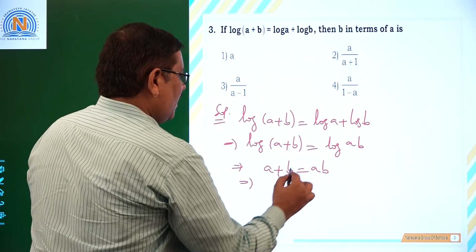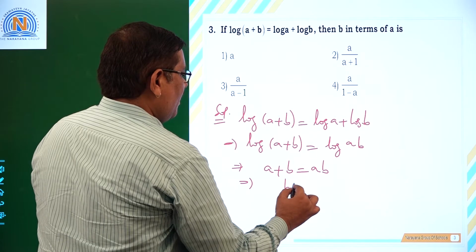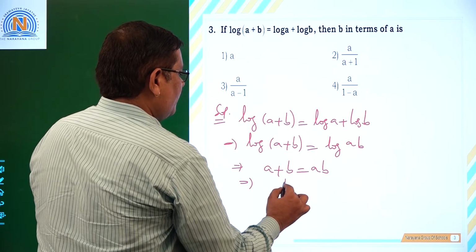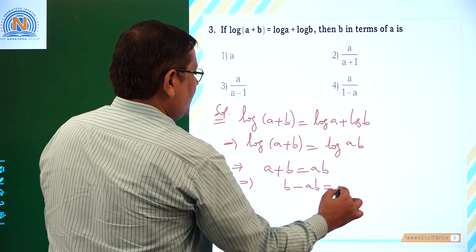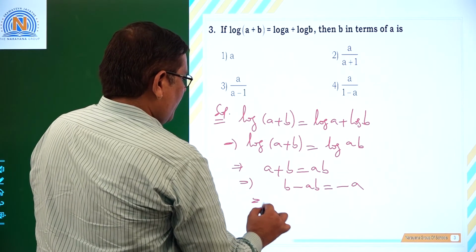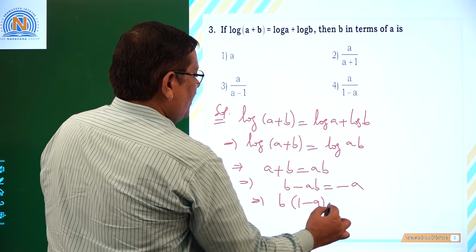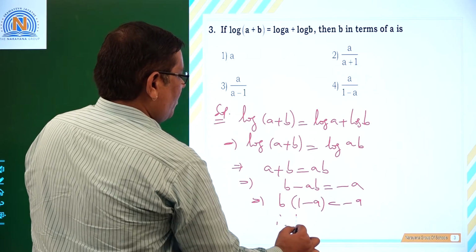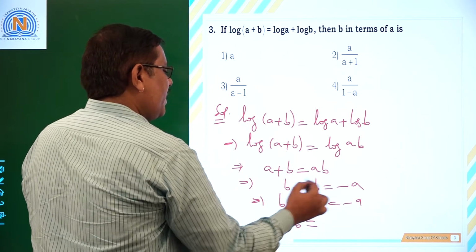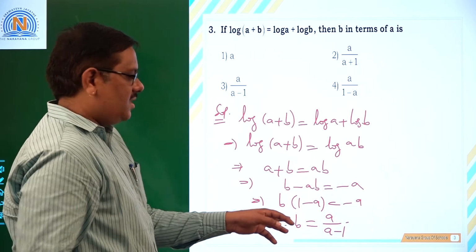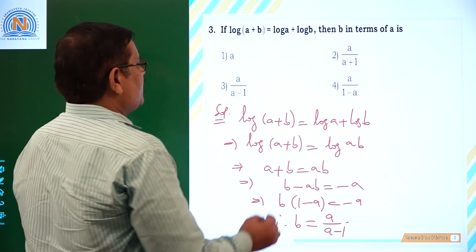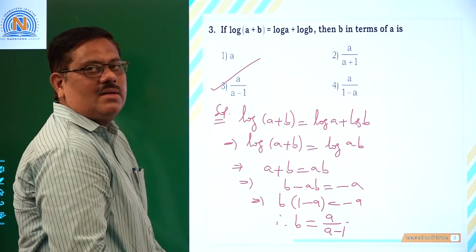So for that, let us do one thing. If you take b minus ab, that is equal to minus a. It implies b of 1 minus a is minus a. Therefore, b is going to be minus a by 1 minus a, or a by a minus 1. What is the value of b? a by a minus 1. a by a minus 1 is nothing but third option for us.